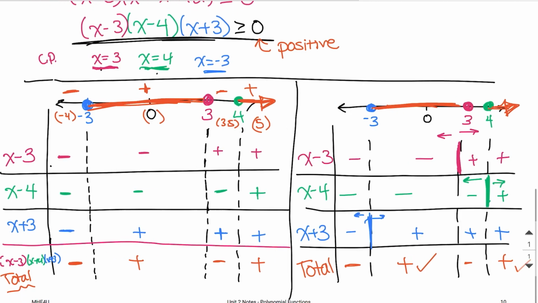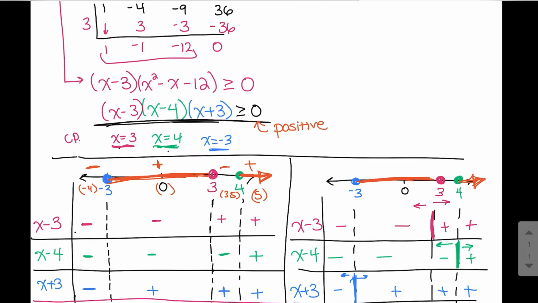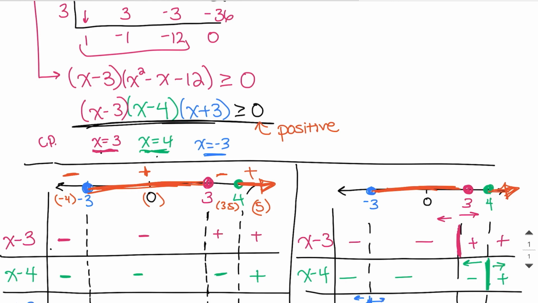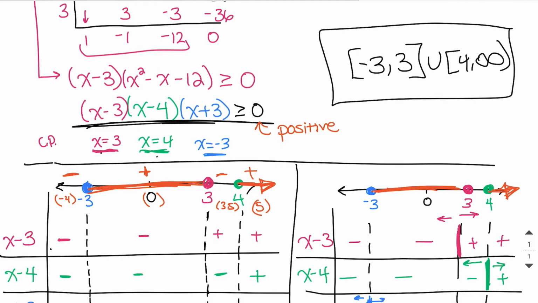Okay, so then lastly, the last thing that we need to do is write our solution. And our solution is going to be the intervals that are shaded in. So from negative 3 to positive 3, including both of those values, as well as from positive 4 to infinity. So this is our solution, and that's how you do inequalities.